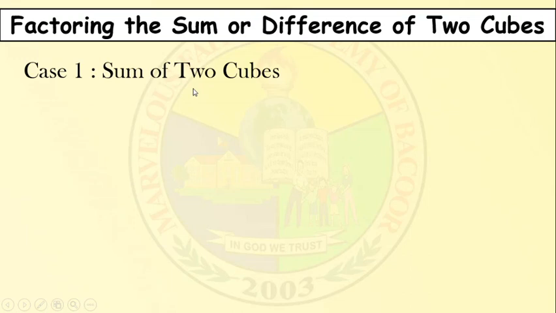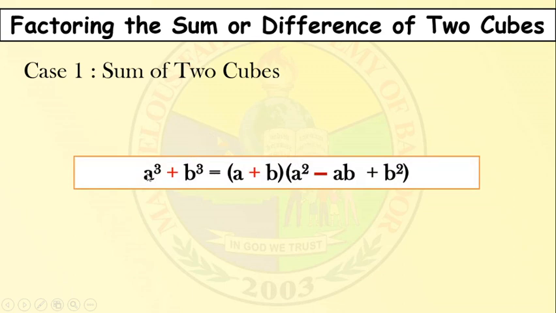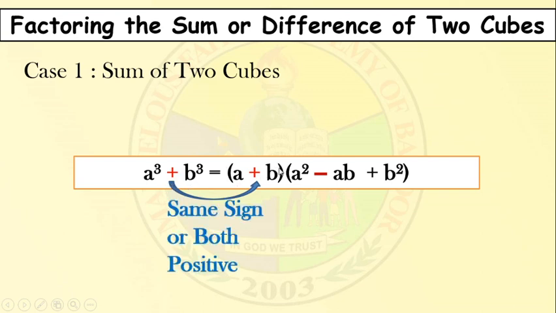Para mas maintindihan nyo kung ano nga ba ibig sabihin ng SOAP, ganito po. Ang given is a cubed plus b cubed equals quantity a plus b times quantity a squared minus ab plus b squared. Sa binomial term po natin is always na pareho po sila ng sign. Pareho po sila palagi na positive. Kung positive yung given, positive din po yung binomial term natin.